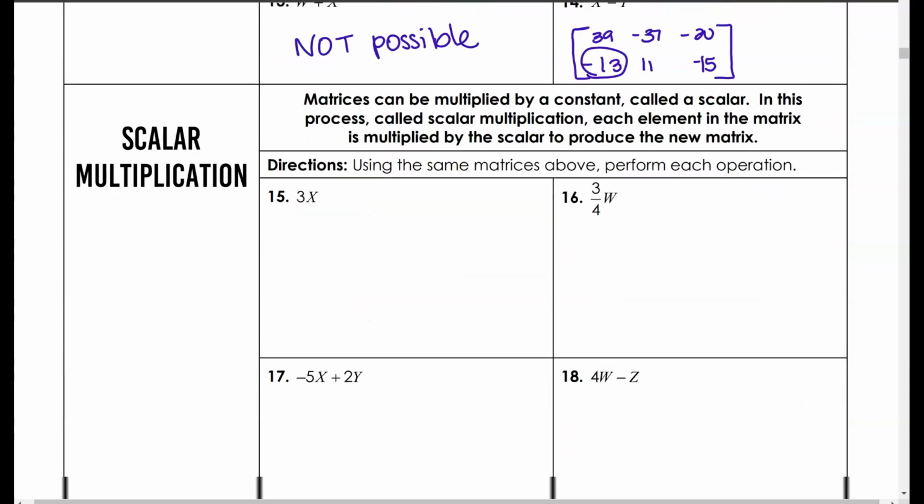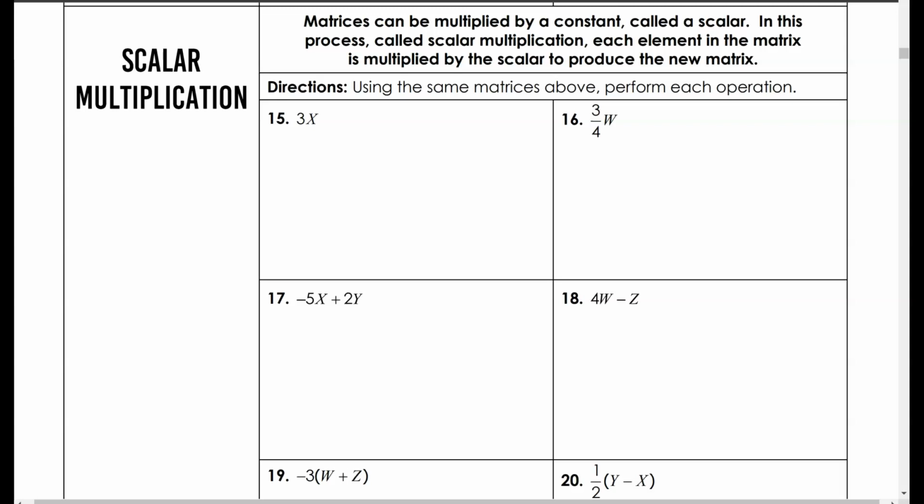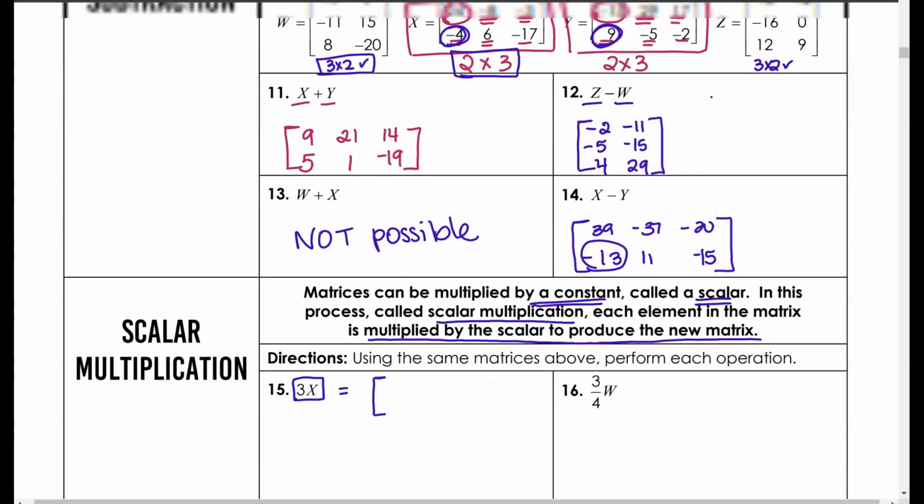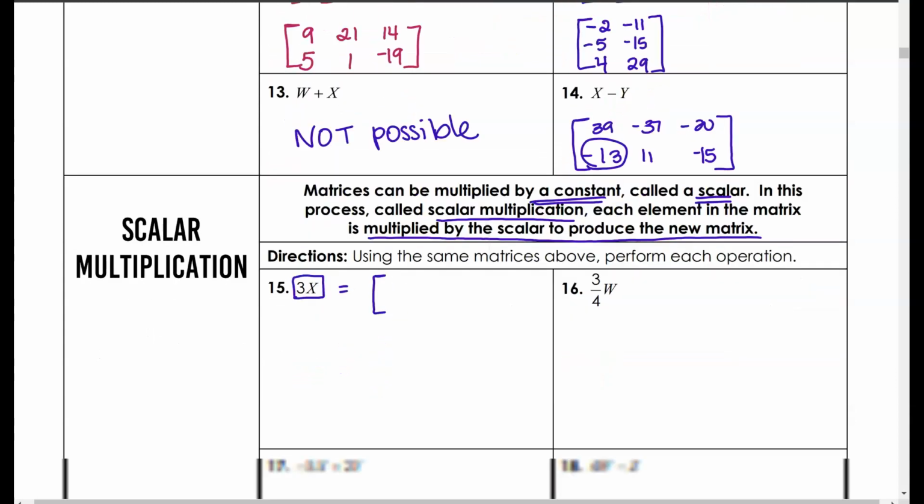Okay. Now let's look at scalar multiplication. Matrices can be multiplied by a constant called a scalar. In this process, called scalar multiplication, each element in the matrix is multiplied by the scalar to produce the new matrix. So when I say 3 times X, this is really saying 3 times every single item in X.